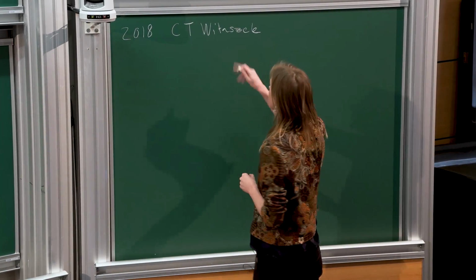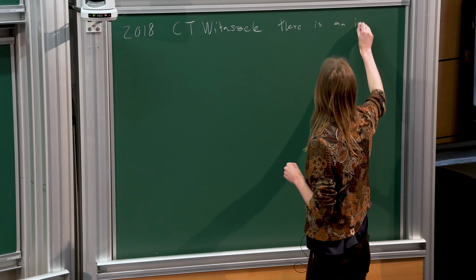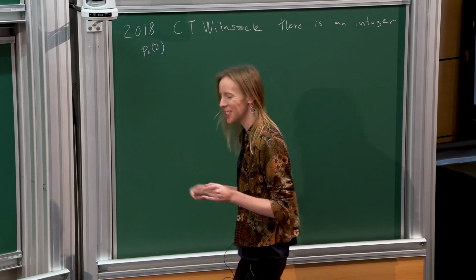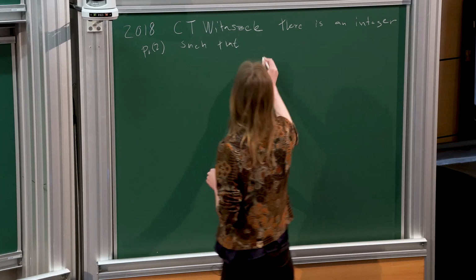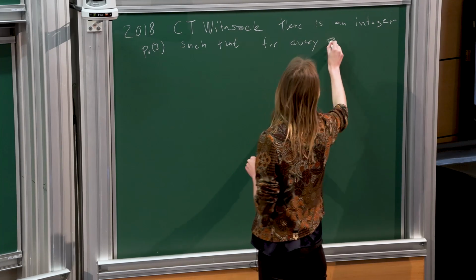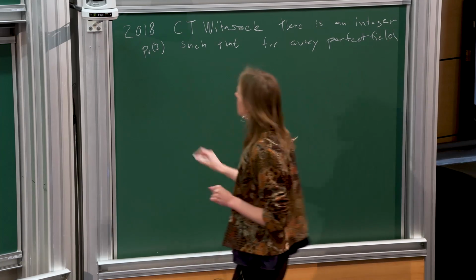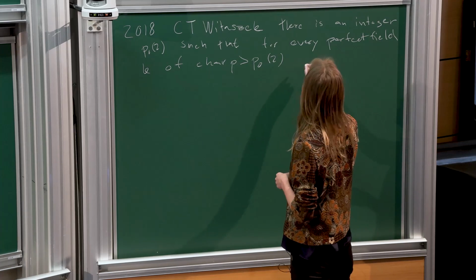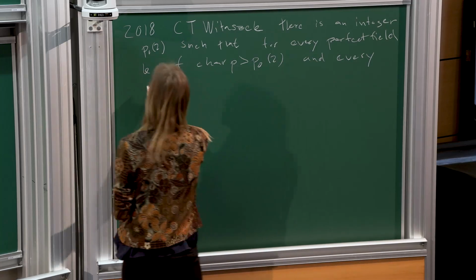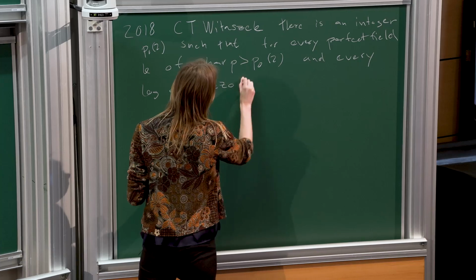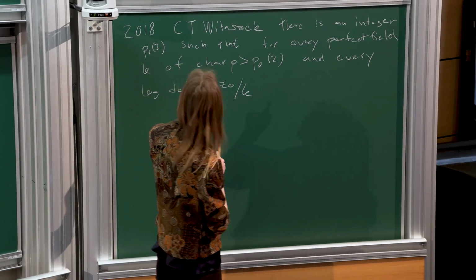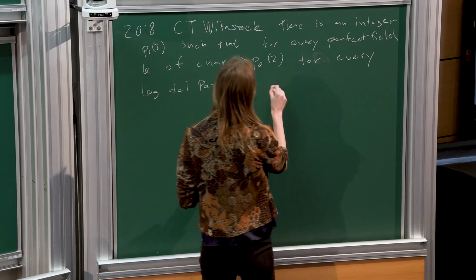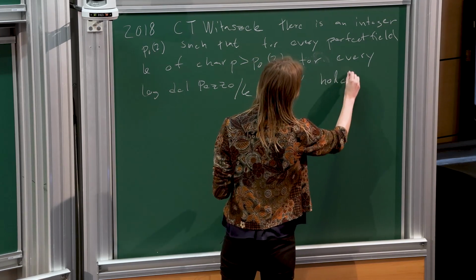And they show that there is an integer, so I will call it P02, but it's just an integer, such that for every perfect field K of characteristic P greater than P02, and every log del Pezzo over such a K, so for every log del Pezzo over K, Kawamata-Viehweg vanishing holds. Okay.